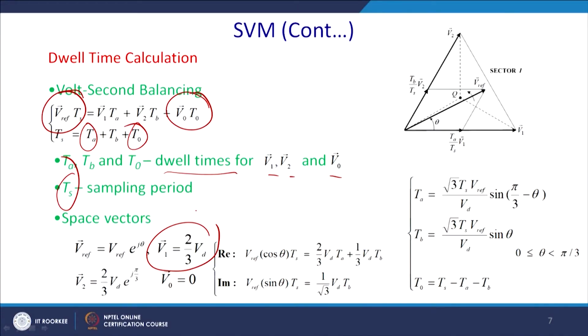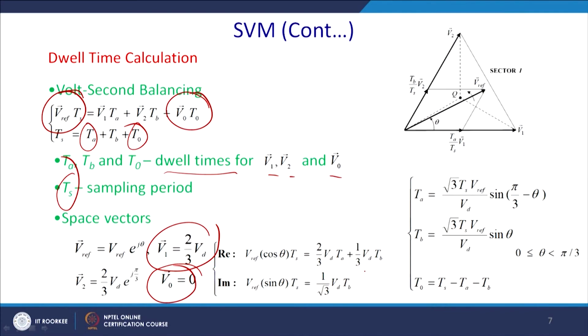So, Vref equal to Vref e to the power j theta, we know that V1 is 2/3 of the DC link voltage, and this value essentially will be 0. So, we have to take the imaginary and the real part into account, and we have to balance it. So, for the real part, in the alpha axis, Vref cos theta into Ts should be equal to 2/3 Vd into Ta, plus you can see how this component has been made.